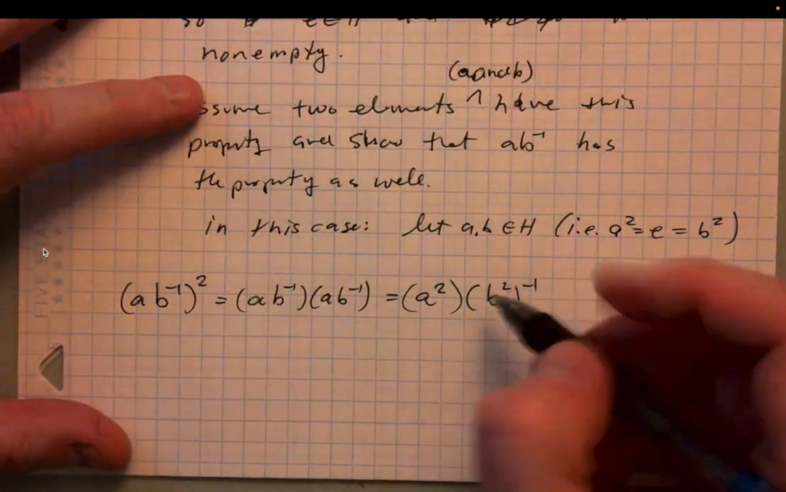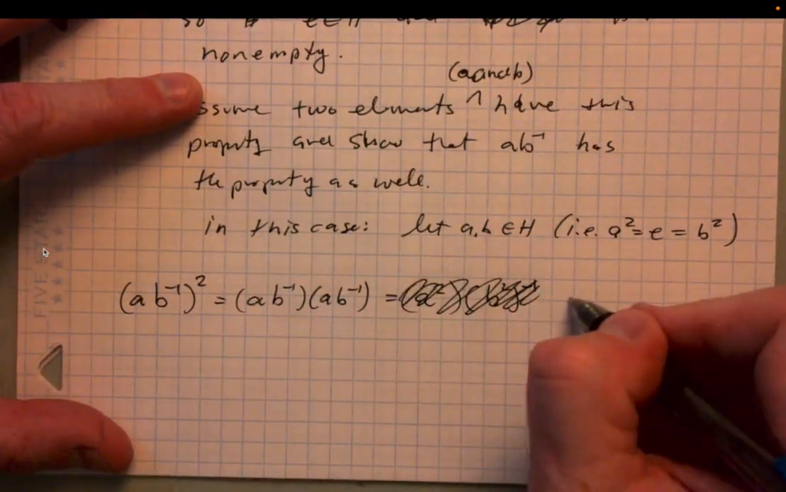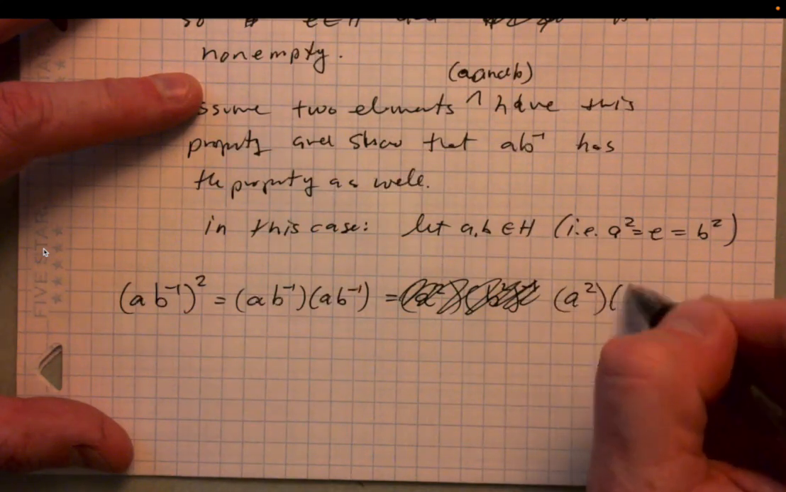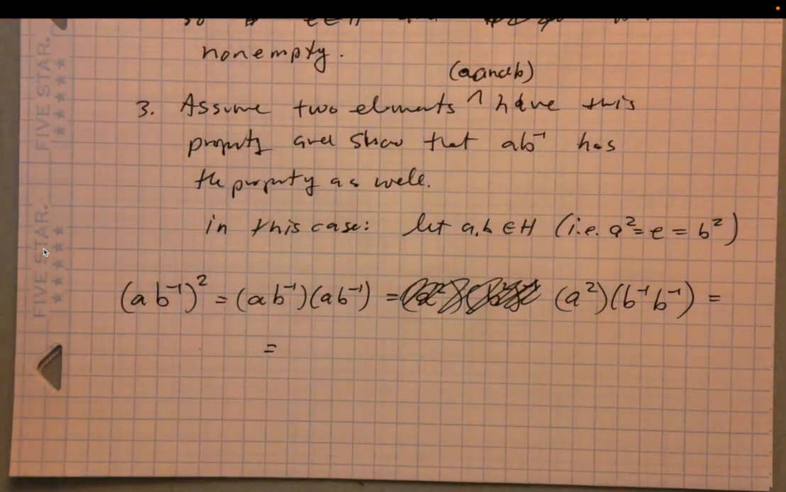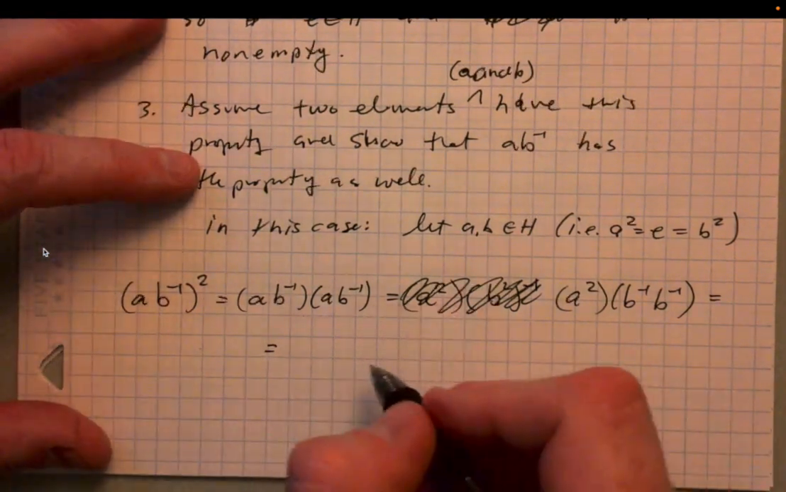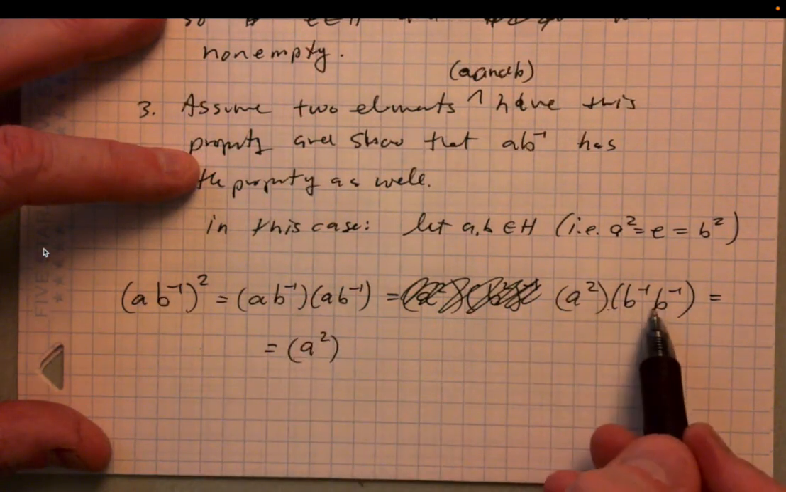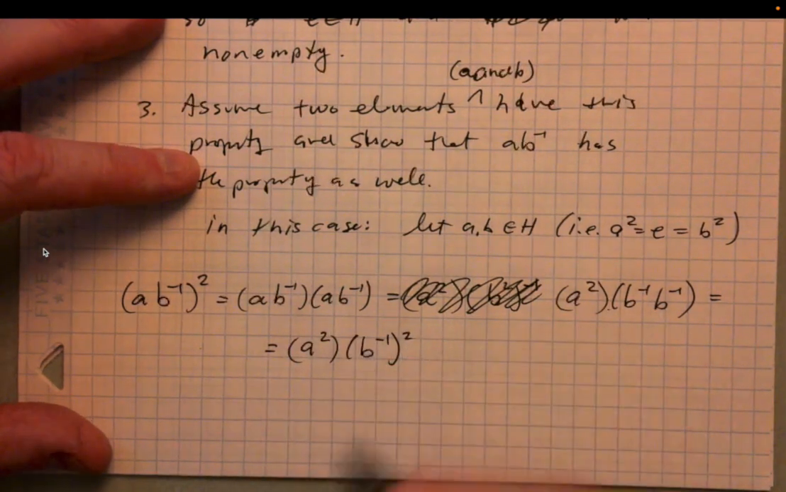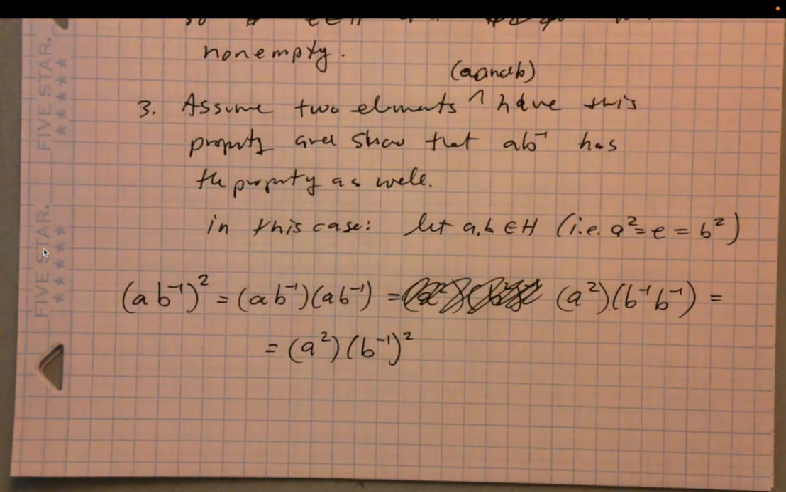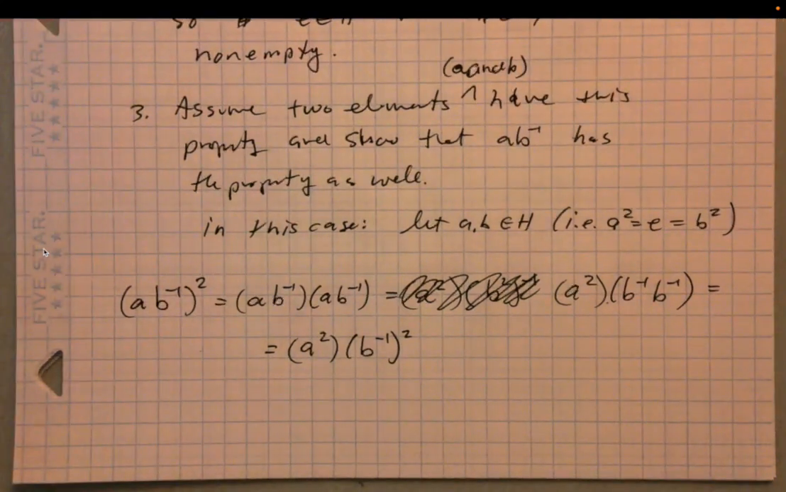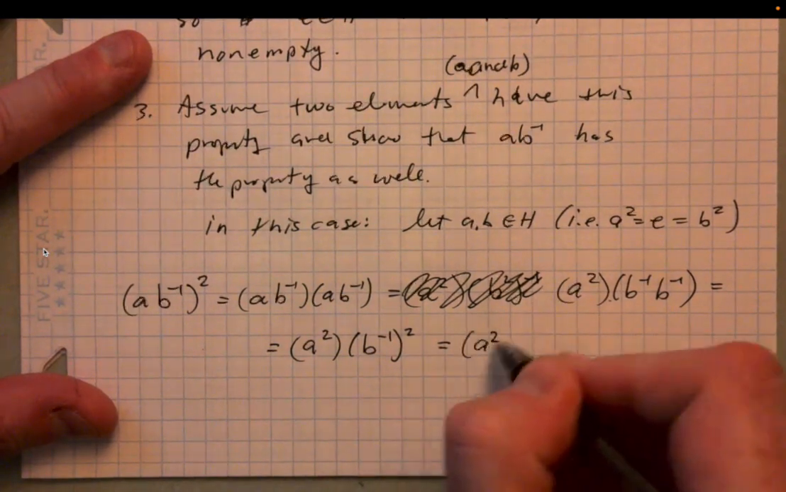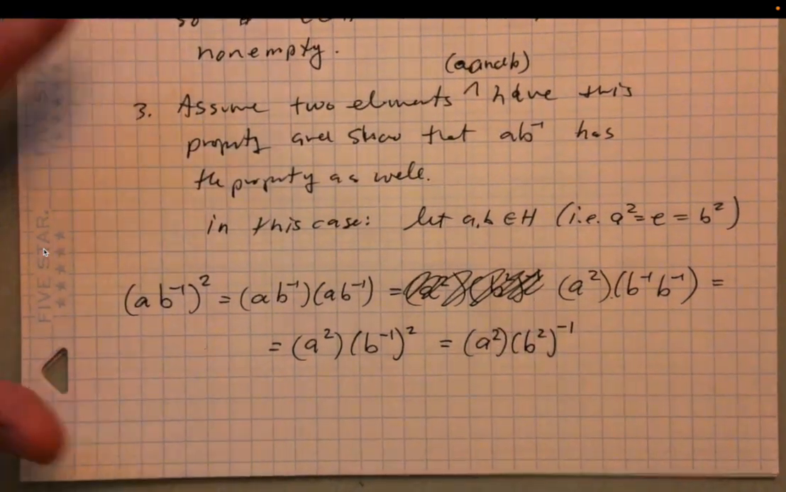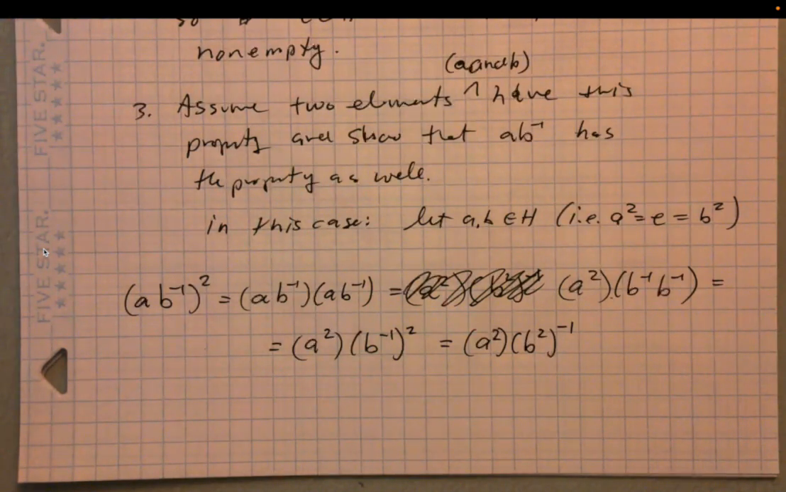I think I want to write that differently. Let's do it this way, with an intermediate step. I've got A squared, and then I've got B inverse times B inverse, and that's really just B inverse squared, isn't it? All of this is fine because G is an abelian group. Everything commutes. So it's a hop, skip to A squared, B squared, inverse. I can just interchange those.